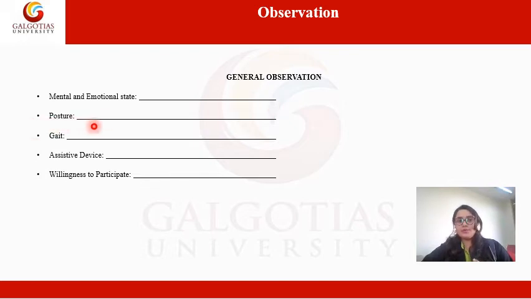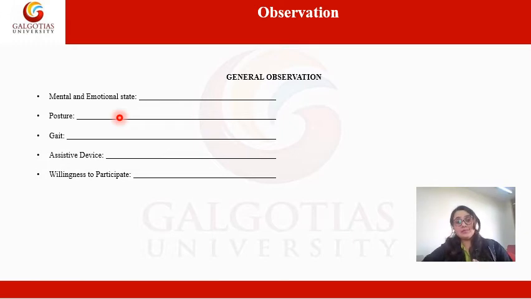Posture of the patient to be observed in all three views, the anterior view, the lateral view, and the posterior view. So you will start observing posture from the ear level, then from the shoulder level, the ASIS, the knee, foot, all three views to be documented.